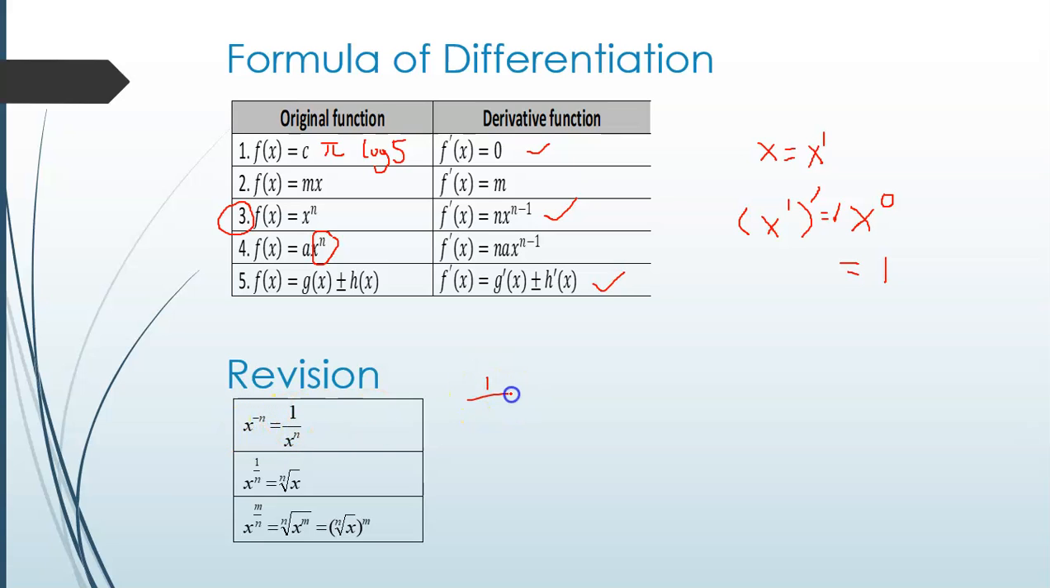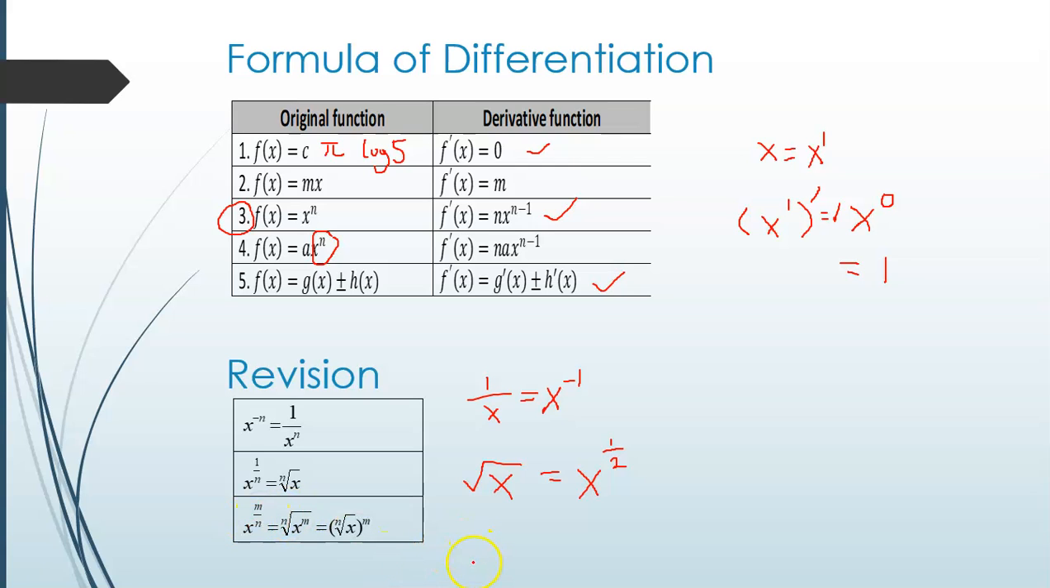So if I have 1 over x, that means it's equal to x to the power of negative 1. Then n is negative 1. If I have the nth root of x, it means x to the power of 1 over n. So very often we have the square root of x. Now that means x to the power of 1 over 2. If it's a cube root, x to the power of 1 over 3.